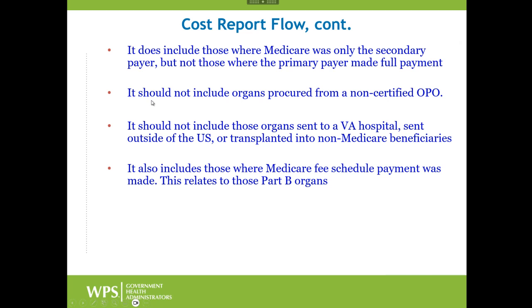It also should not include organs procured from a non-certified OPO. Those don't count. It should not include organs sent to a VA hospital, sent outside of the U.S., or transplanted into non-Medicare beneficiaries. We're talking only Medicare organs, and all of these are excluded from Medicare organs. And it will include those where Medicare fee schedule payment was made. That's that Part B organ that we talked about. They exhausted benefits, therefore Part B covered it for whatever reason.